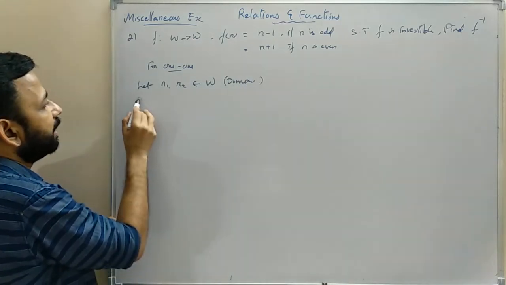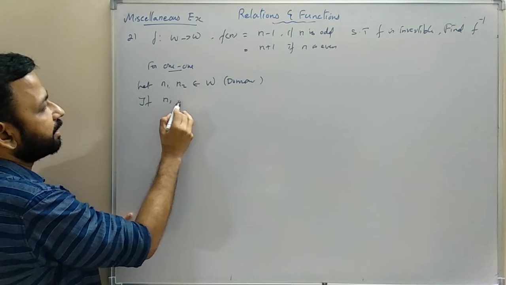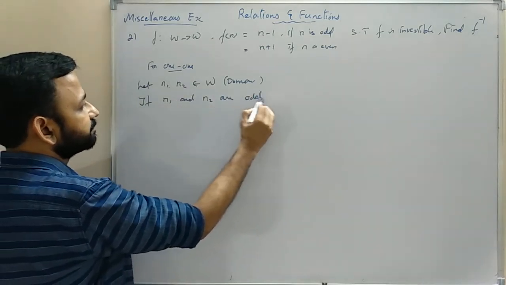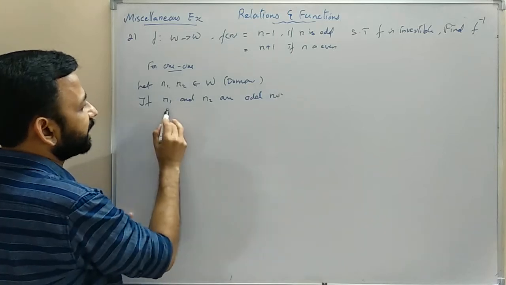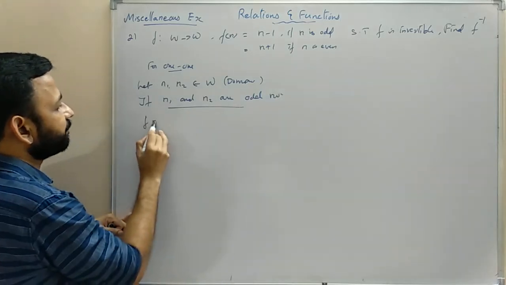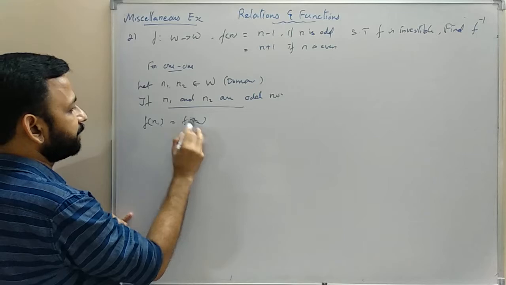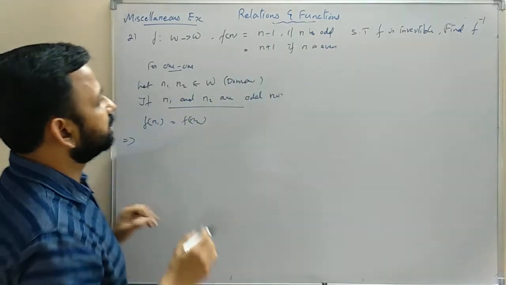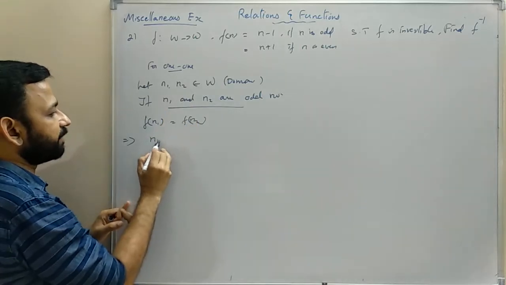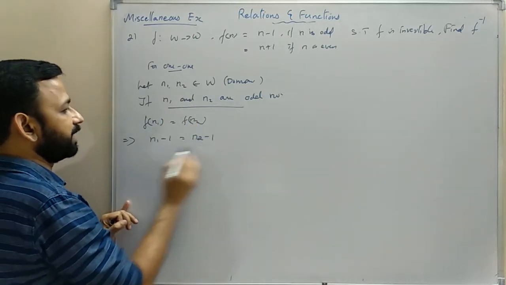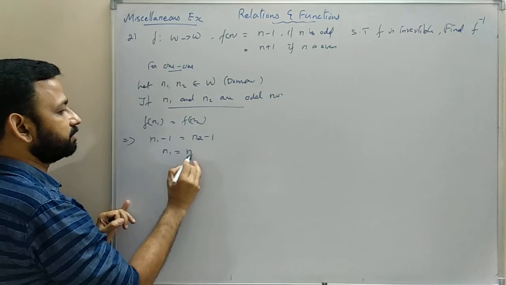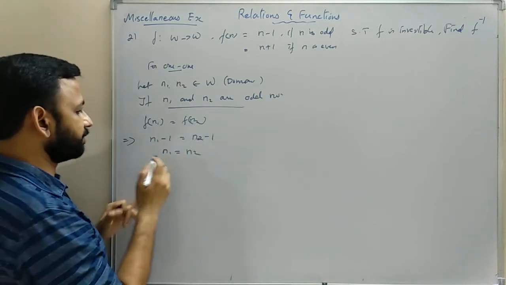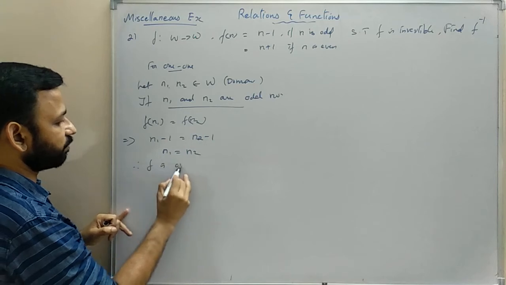Then if n1 and n2 are odd numbers, f of n1 equal to f of n2 implies, since n is an odd number, f of n1 equal to n1 minus 1 equal to n2 minus 1, that is n1 equal to n2. So f of n1 equal to f of n2 implies n1 equal to n2. Therefore, f is one-one.